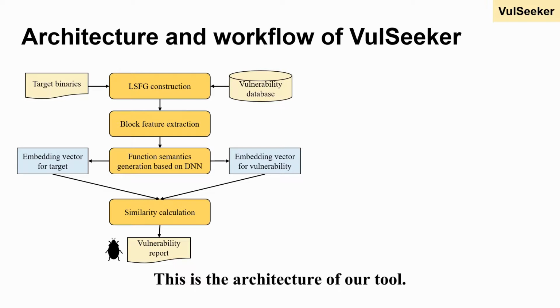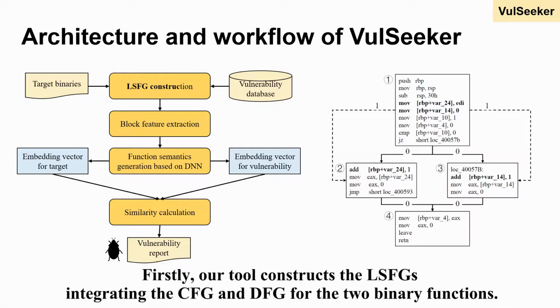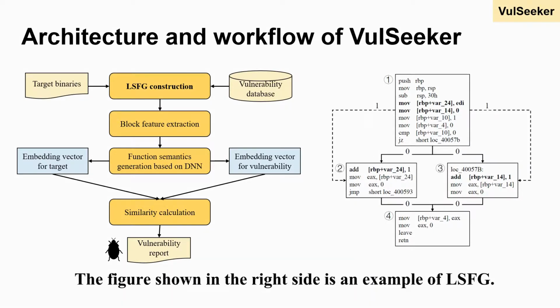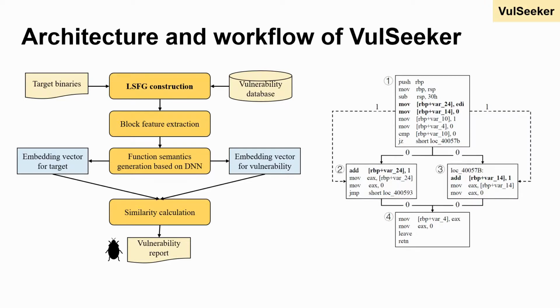This is the architecture of our tool. Its input is two binary functions from the target program and the vulnerability database respectively. Firstly, our tool constructs the labeled semantic flow graphs, integrating the control flow graph and the data flow graph for the two binary functions. The figure shown in the right side is an example of labeled semantic flow graph. The edges labeled 0 and 1 represent the control flows and the data flows respectively.